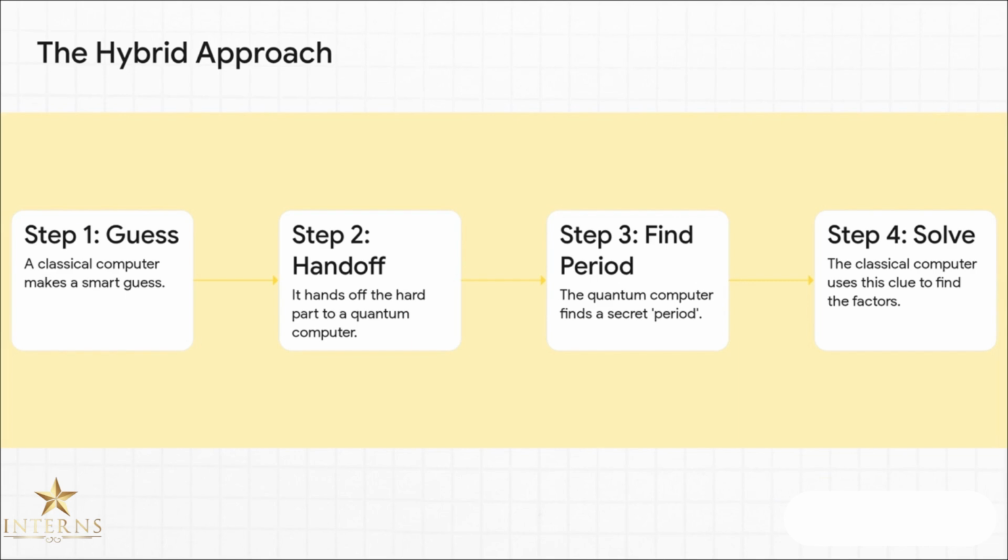Here's how it works. A classical computer kicks things off and does the final bit of math at the end. But that one impossible part in the middle, the hunt for a hidden secret pattern, it hands that job over to a quantum computer. Once the quantum machine finds that clue, it just passes it back. And boom, the classical computer can solve the whole puzzle, just like that.